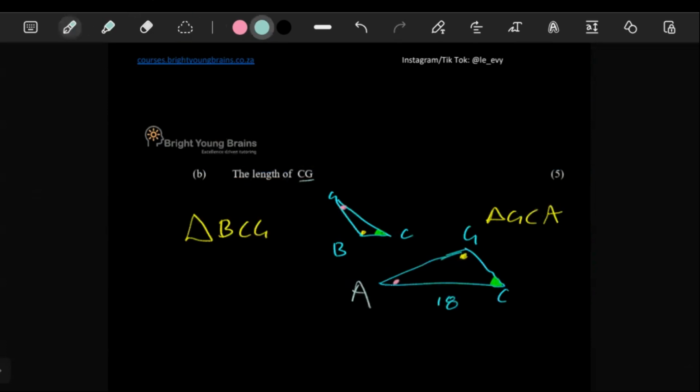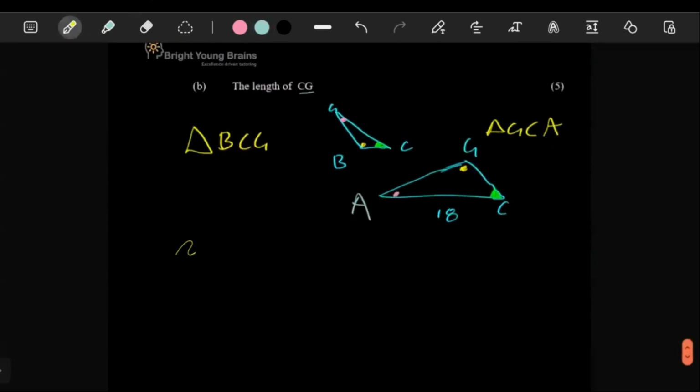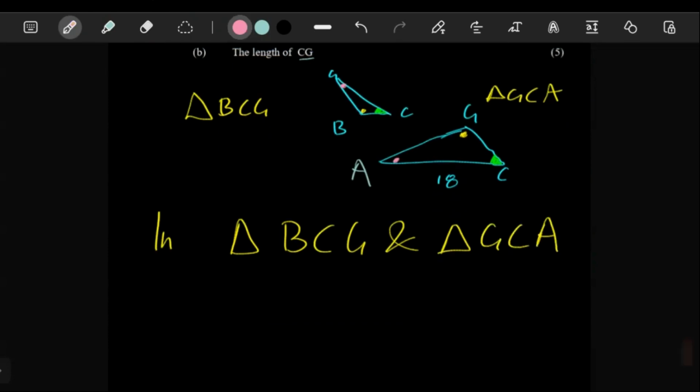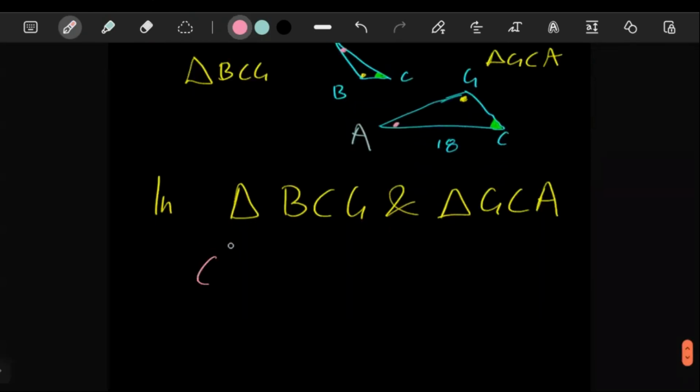So the first thing is we're going to state that we're going to say in triangle BCG and triangle GCA. We're trying to tell them which triangles we're working in. So now the first thing we're going to say is angle C is equal to angle C, common angle.